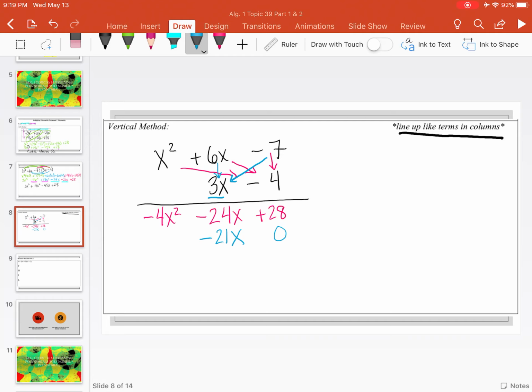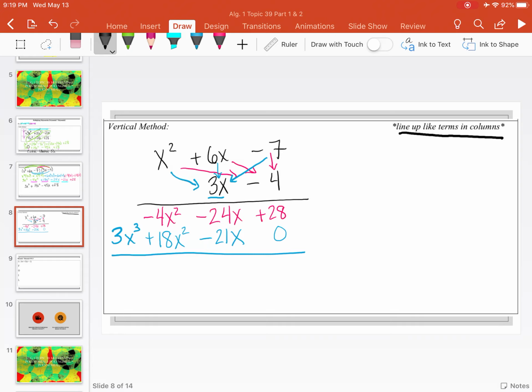6x times 3x gives us positive 24x squared. Ooh, no, math. 18x squared, goodness. And x squared times 3x gets us positive 3x cubed. Ooh, that last bit was embarrassing. It's okay, we all make mistakes.